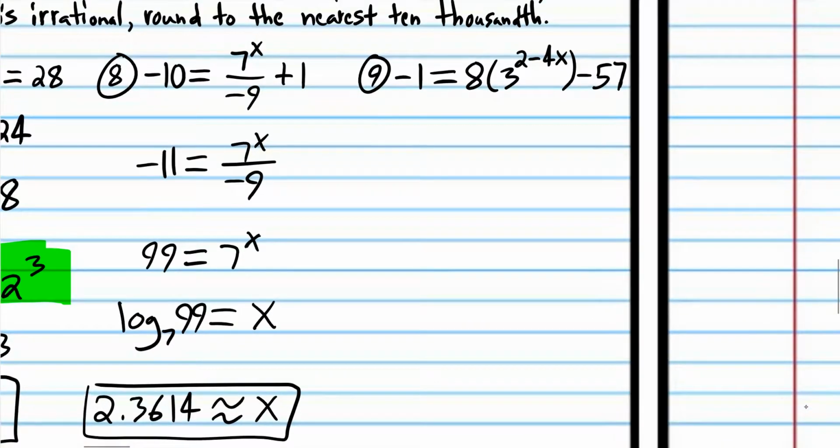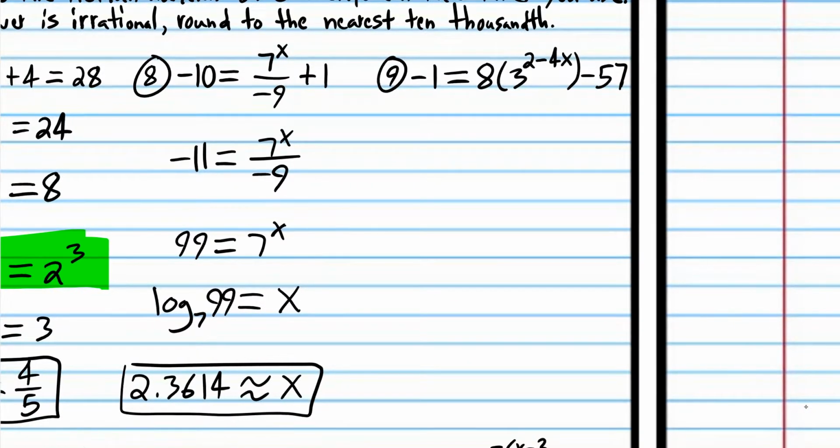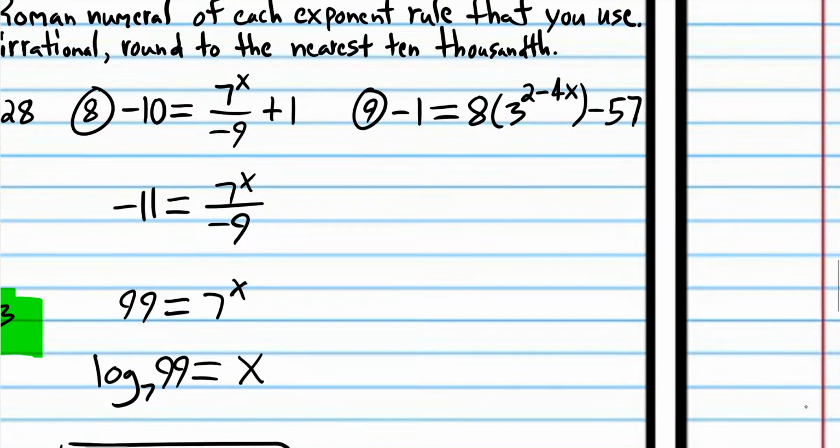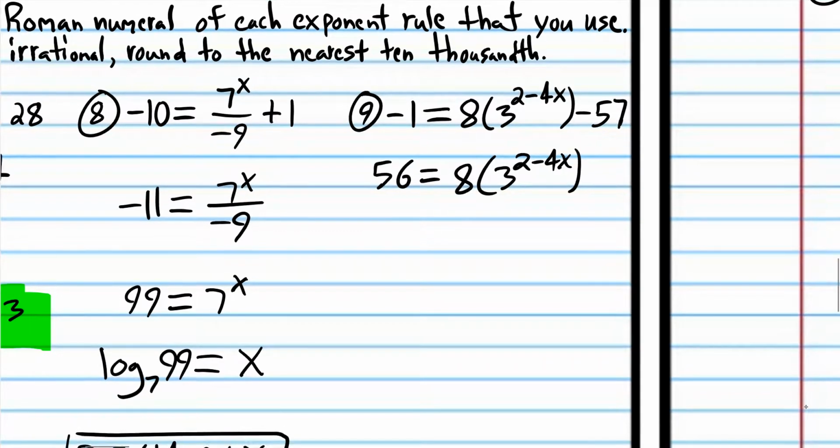Okay, so now we're going to do a problem just like number 8, but it's going to be a little bit more complicated because instead of just 7 to the x, we have 3 to the 2 minus 4x, 2 minus 4x instead of just an x. So this is going to be a little scary. So as usual, we're just going to isolate this exponential expression. We're going to add 57 to both sides. And then we're going to divide both sides by 8.